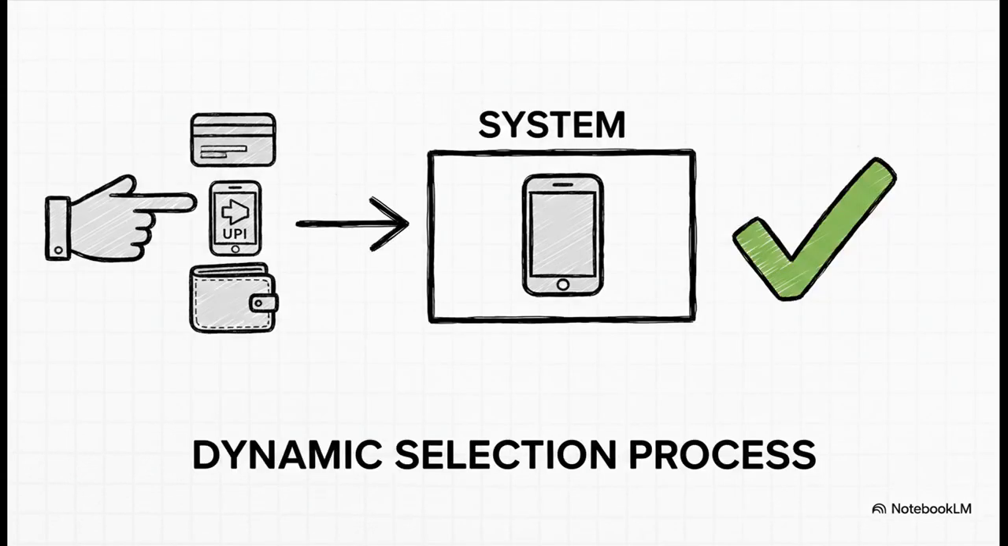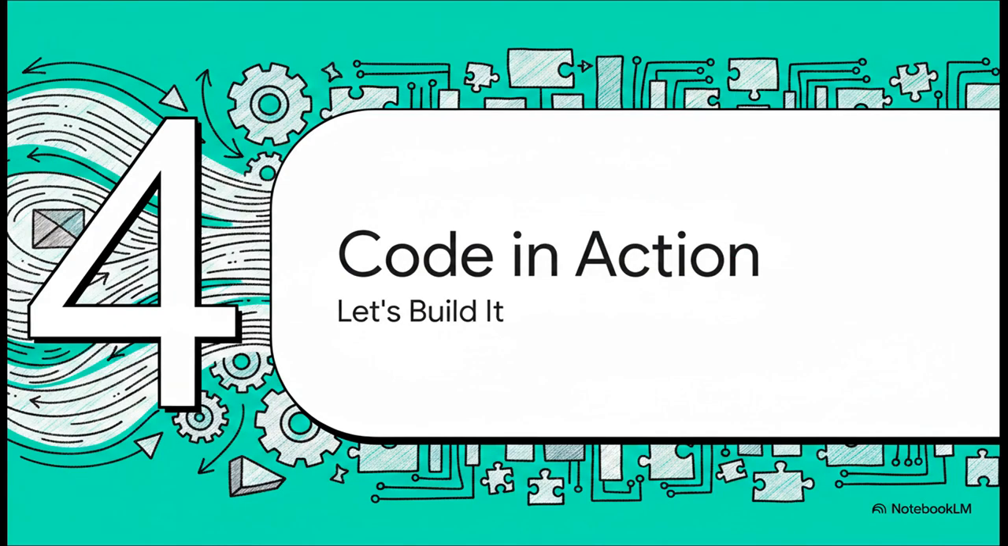See? This is the pattern in action. You, the user, make a choice. The system then takes your chosen strategy, whether it's credit card or wallet, and executes that behavior dynamically. The system doesn't need a giant if-else block. It just uses the specific strategy object that you selected. Simple. All right, enough talk.